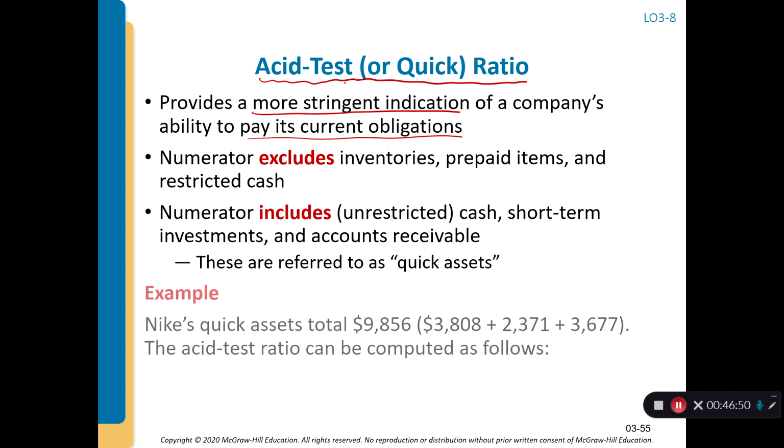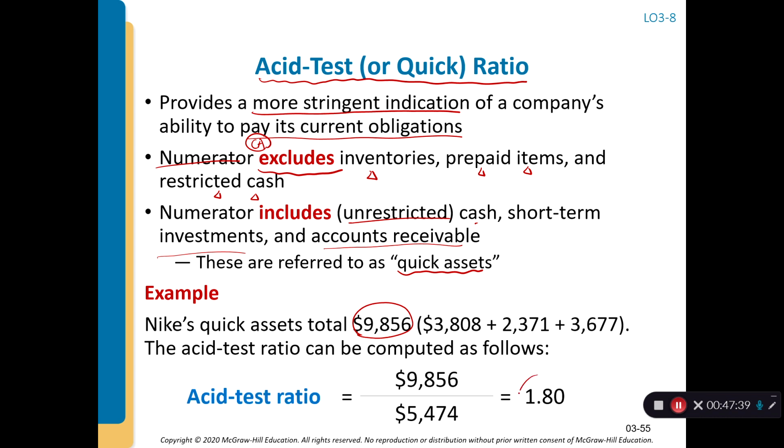The only difference here is that the numerator is going to exclude inventory, prepaid rent, prepaid items, and restricted cash. The numerator will only include unrestricted cash, short-term investments, and accounts receivable, right? So therefore, we call it quick assets. In Nike's example, the quick assets should only be 9,856, because the inventory is 3,808 and the prepaid expenses are 2,371, plus the accounts receivable is 3,677. So the quick ratio in this example is 1.80.